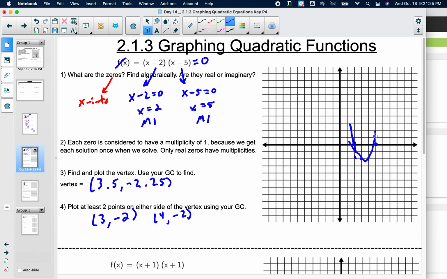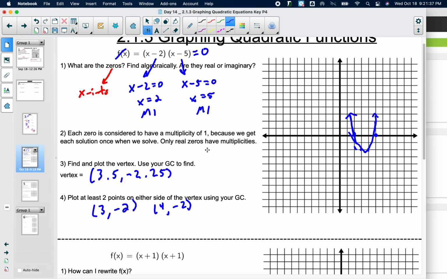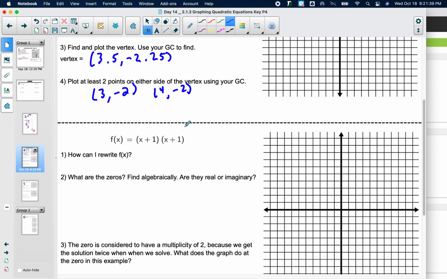Okay, so a frozen computer is not very beneficial, but I should obviously connect those 2 points and then make a parabola out of it. Okay, so I'll fix that on the actual notes, but it should look something like that. Okay. So let's look at another one.